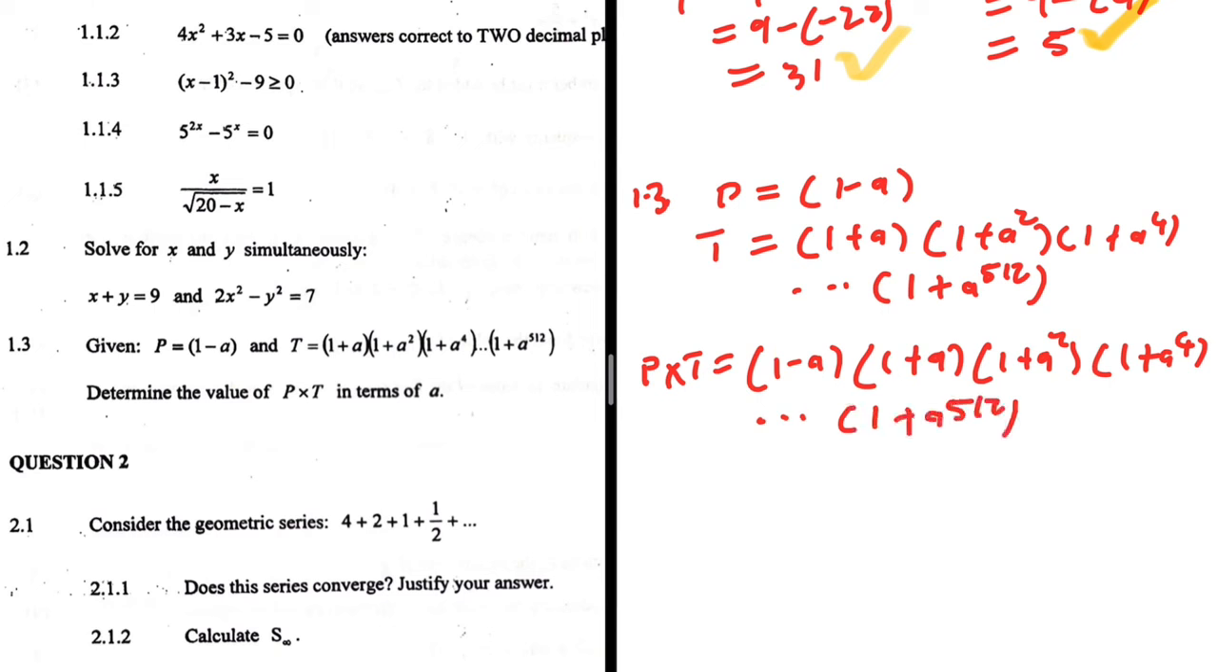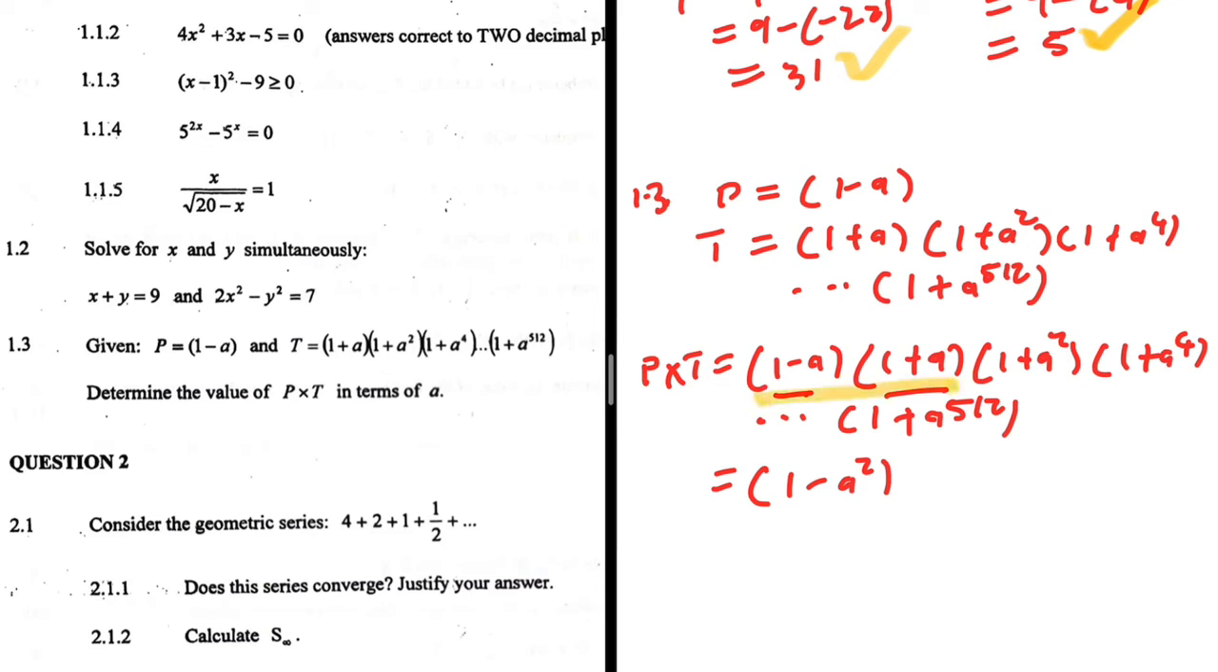What is 1 minus a multiplied by 1 plus a? That is the difference of two squares. So that will give us 1 minus a squared. So now this boils down to 1 minus a squared.